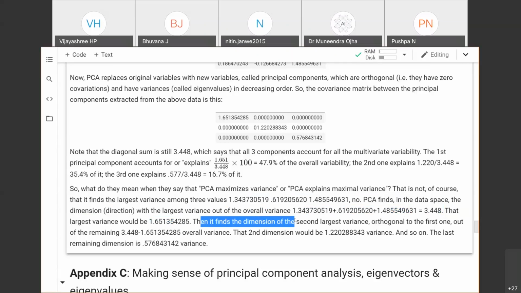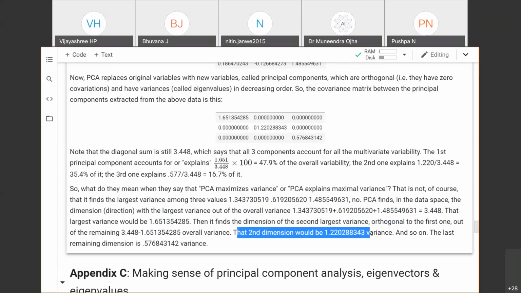Then it finds the dimension of second largest variance orthogonal to the first one. That becomes the second PC out of the remaining, right? The second dimension would be 1.2202 variance, and so on. The last remaining dimension is 0.57 variance.